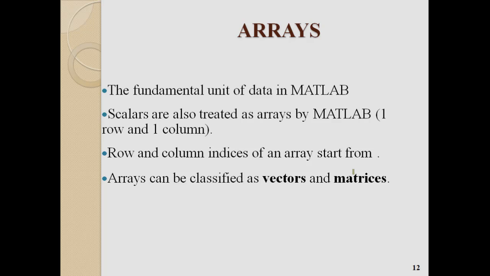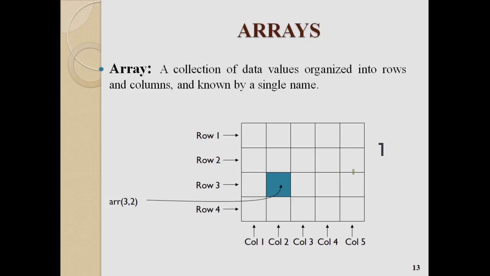As we move forward, one of the fundamental units is arrays. Scalars are also treated as arrays, so they have only one row and one column. Row and column indices of an array start from one only. Arrays can be classified as vectors as well as matrices. An array is basically a collection of data values organized into rows and columns. So we can see a basic array in which rows are defined: row 1, 2, 3. This is a column 1, 2, 3.